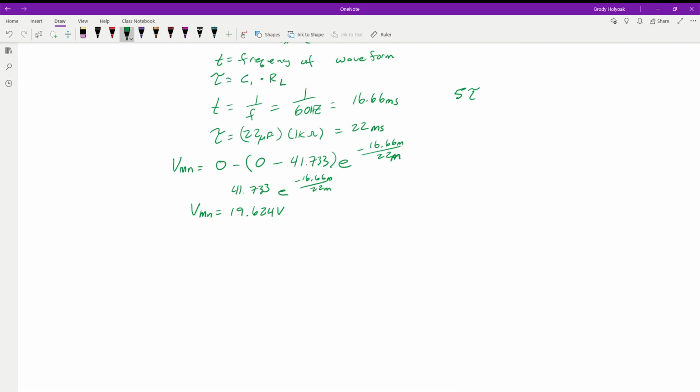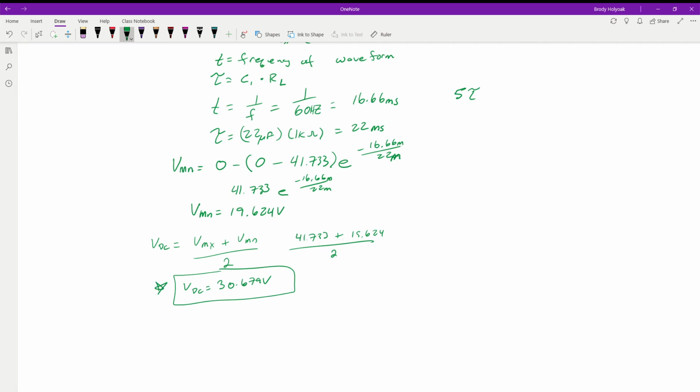Now that it's done that, we have our max and our min. So now we can find our VDC by taking Vmax plus Vmin and dividing that by 2. So we have 41.733 plus 19.624, divided by 2. Our VDC value at this point is going to be 30.679 volts. So that's one of the ones we are looking for.